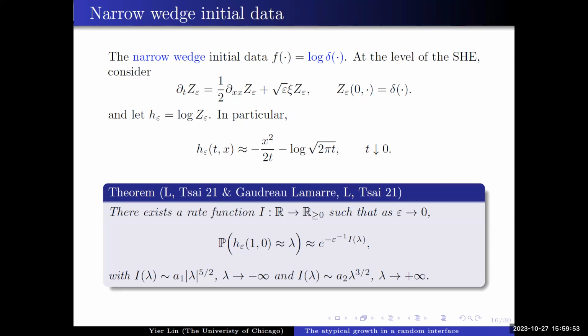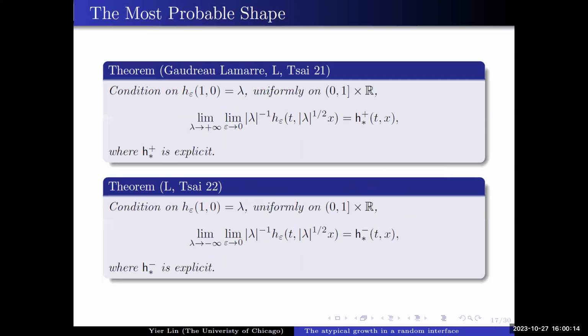And on the other hand, when lambda goes to plus infinity, you will see a different tail exponent. So actually we did something more than understanding the one-point behavior. Here I'm looking at the probability of some rare event, that this value stays around this lambda. And what we do now is condition on the rare event that exactly lets this value at (1, 0) equal to lambda.